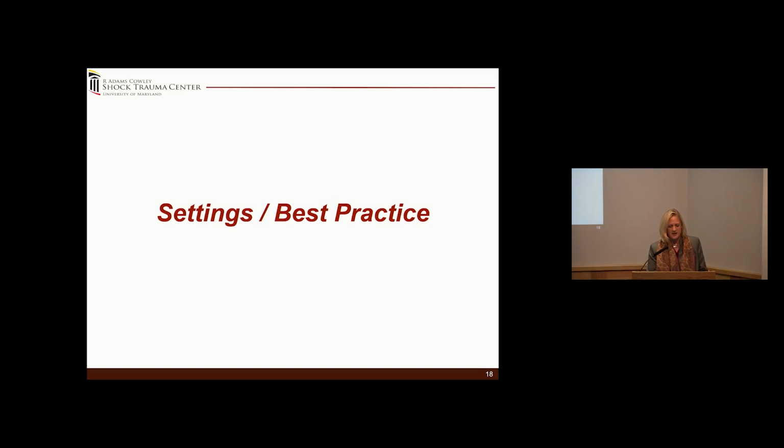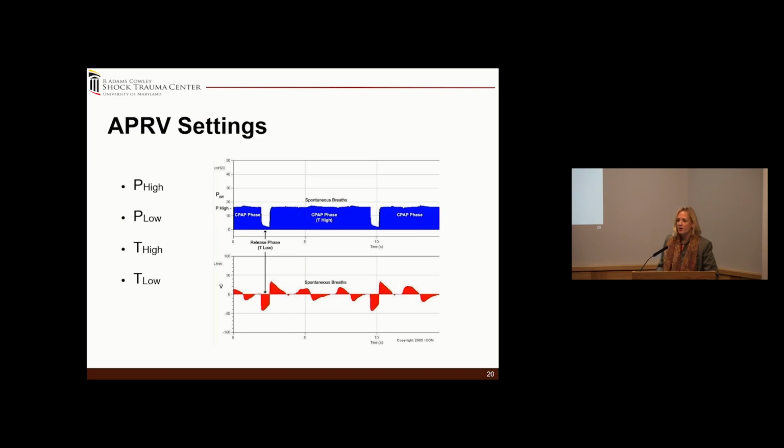Now let's go into settings and best practice. So what are our settings? In APRV, you have a P high, a P low, a T high, and a T low. Combined, we call this the CPAP phase: T high plus P high is the end inspiratory lung volume. Then combined, the P low and the T low we call the release phase, and it is the end expiratory lung volume. And the patient can breathe throughout the entire respiratory cycle.